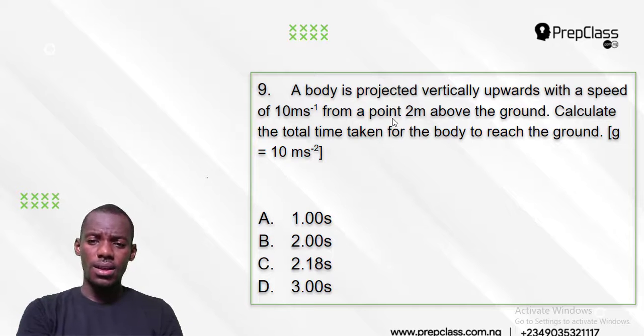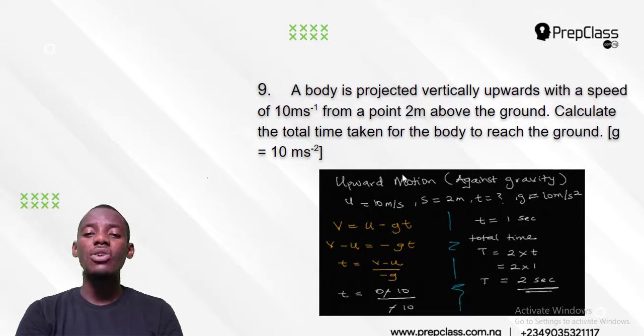Okay, it's got to 2 meters above the ground. 2 meters above the ground is your distance. Okay, 2 meters. Then you are finding time, right? You are given g, right? So you will have to use the equation of motion.